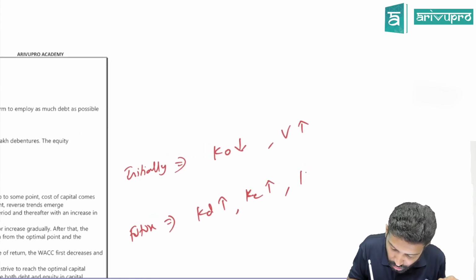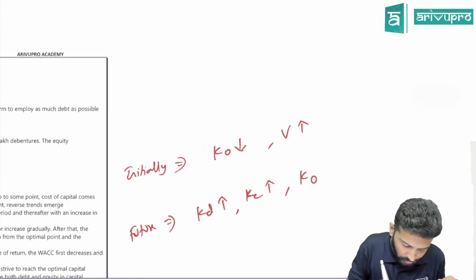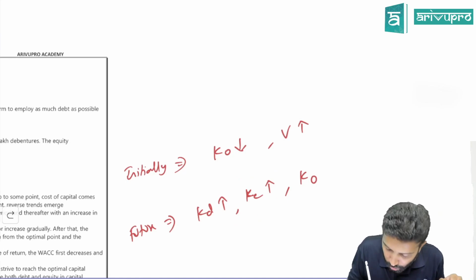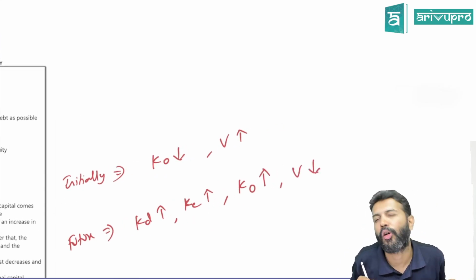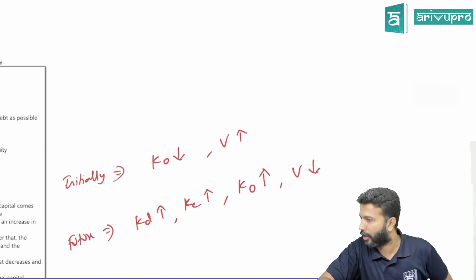That means what happens to your overall cost of capital? If both of these are increasing, overall cost of capital also will increase. And hence the value of the firm will again fall back. This is what the traditional approach is trying to argue.